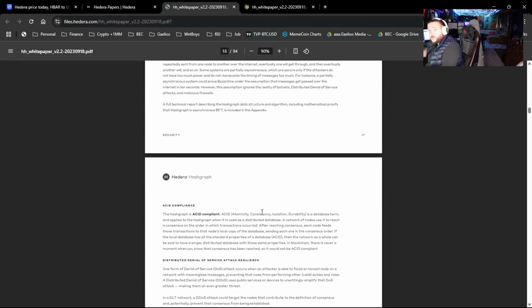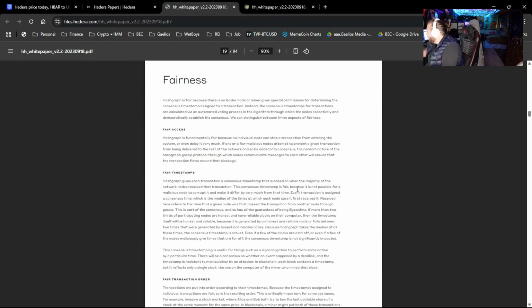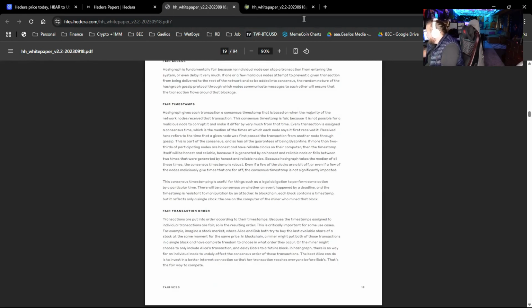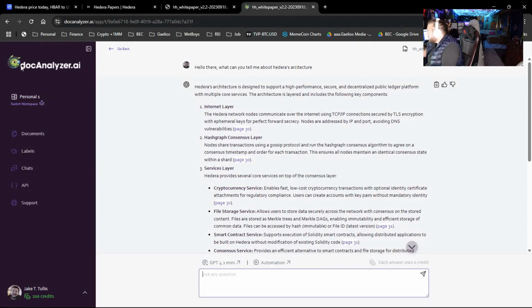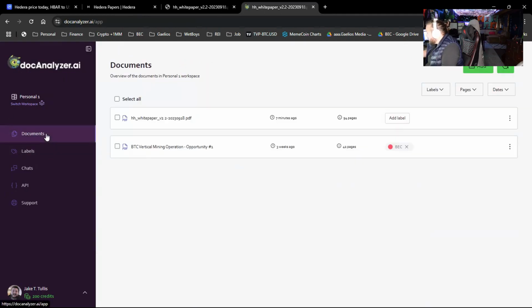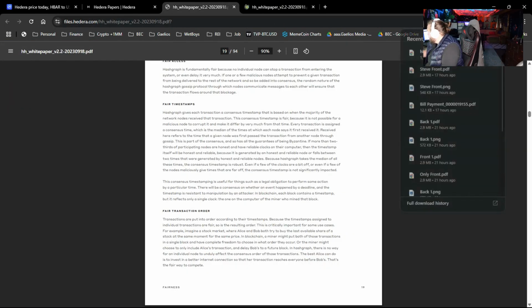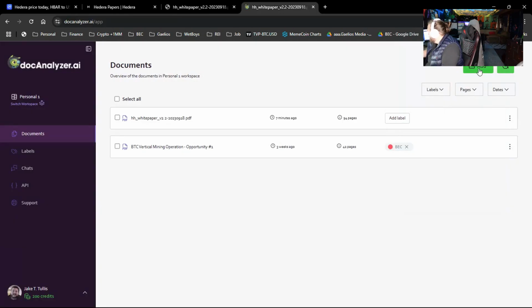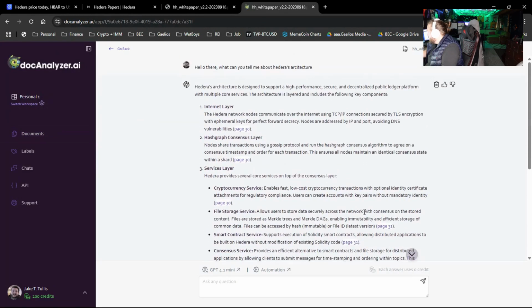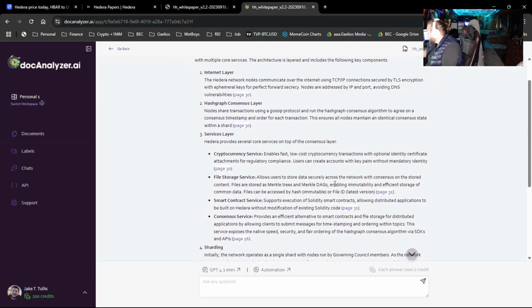And I used to have to read these by hand, manually go through and get a very good idea on the system. Well, now we have this docanalyzer.ai tool. So what I did is, here we go. I clicked add. I downloaded this thing right here, clicked add, put it in there, started this chat, and then just asked it its first question about the architecture of Hedera. That was it. And it read the entire white paper.